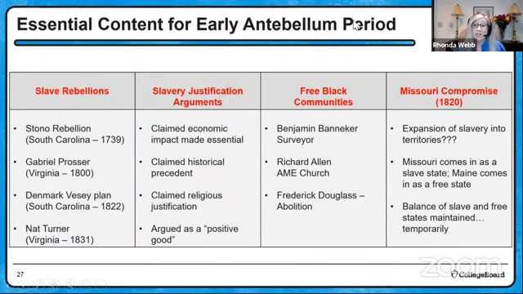We've got the justification that white Southerners are using for slavery, where they're claiming that this was an essential need for them. Even some of those industrialists in the North, the manufacturers, were looking at slavery as feeding their profits. And then some of them claimed a religious justification and said that it was a positive good. Then we've got some of the free Black communities that form. You've got the AME Church, Frederick Douglass, absolutely one of the key abolitionists you need to know about. And then the Missouri Compromise. So again, some of these topics are much more fully explained in AP Daily and AP Classroom.